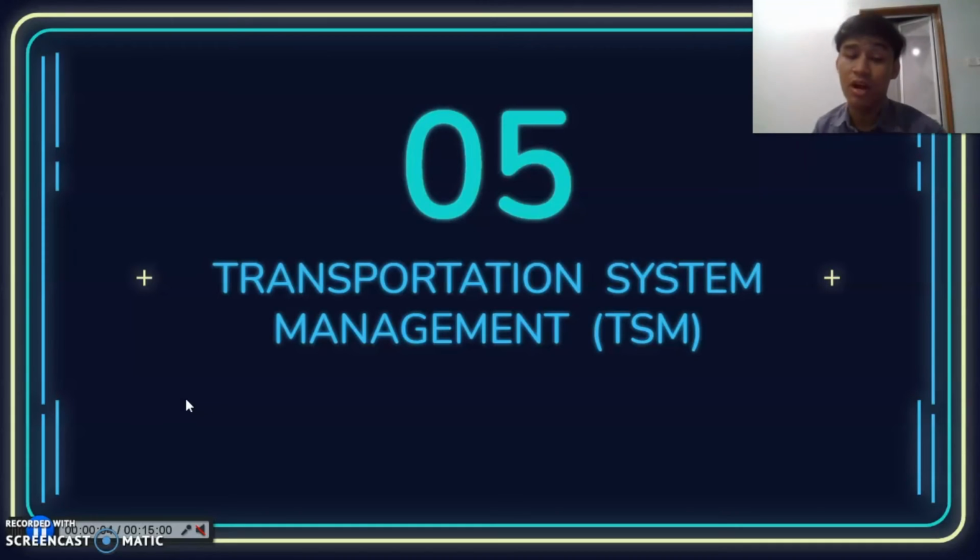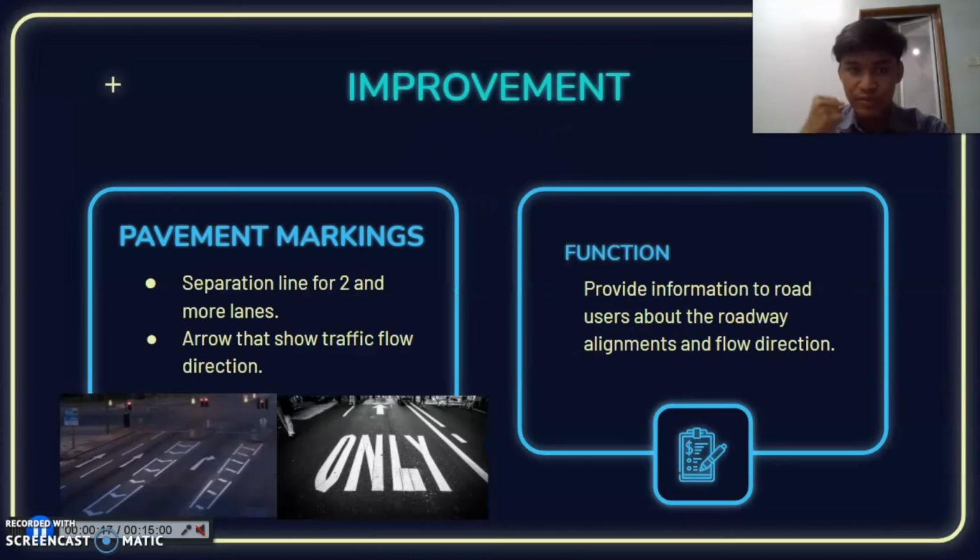I'm Haris, so I'm going to proceed with Transportation System Management, TSM. There are 4 improvements that have been added to ensure the traffic is smooth. The first improvement that has been added is pavement markings. What we've added is a separation line for 2 or more lanes, and arrows that show traffic flow direction.